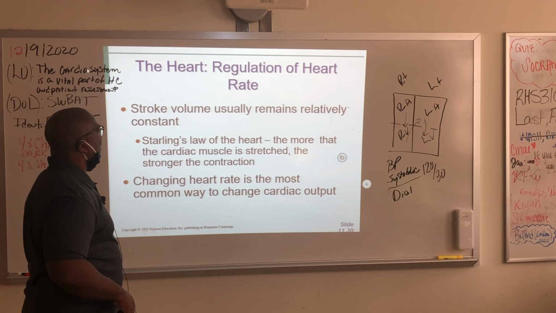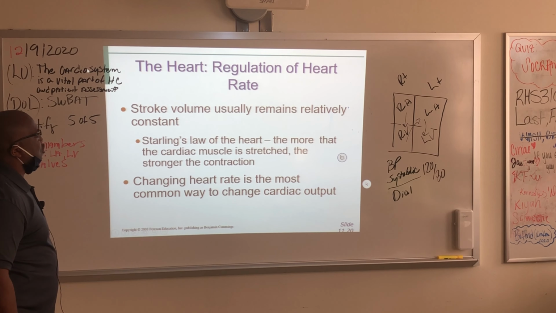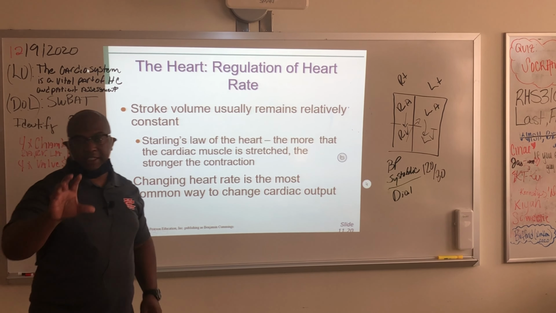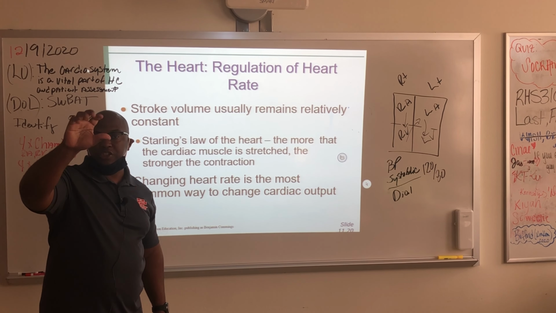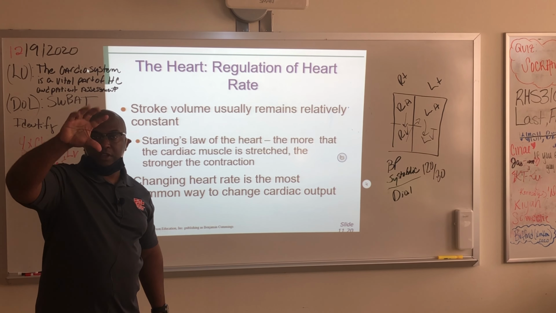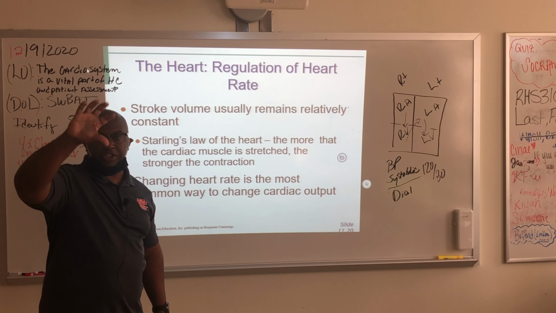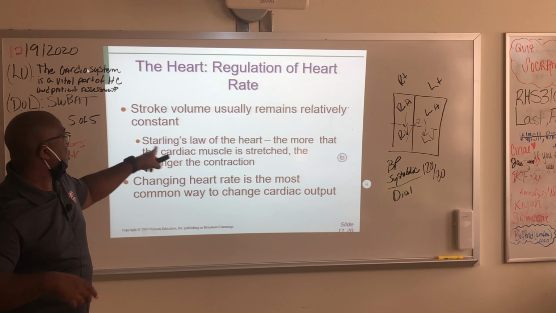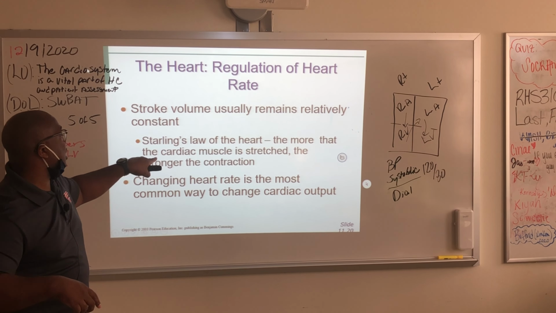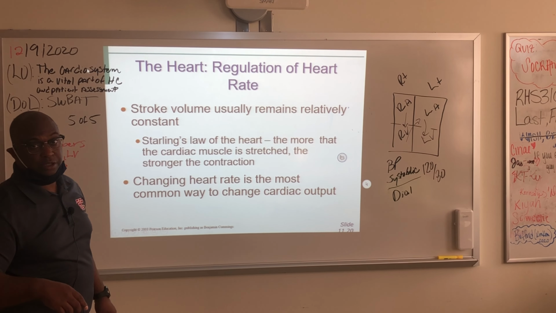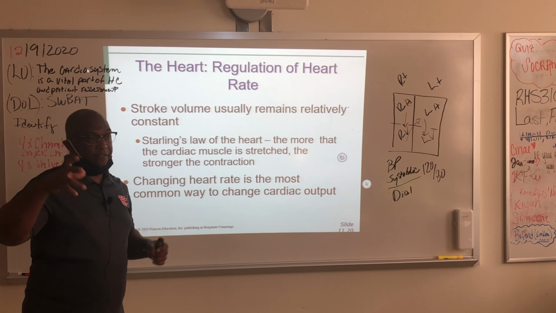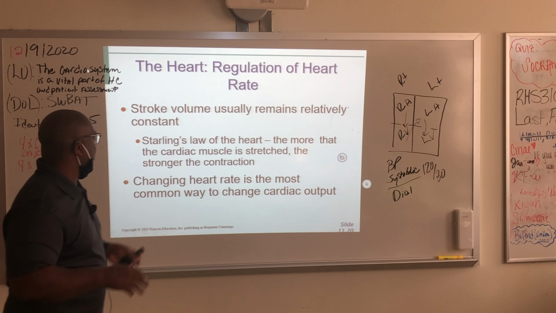You have Starling's law. The more that the cardiac muscles are stretched, the stronger the contraction. So if the heart is beating like this, and when you're running, the heart starts doing this, it's stretching. If it's stretching, the stronger the contraction. We're talking about Starling's law: the more that the cardiac muscles are stretched, the stronger the contraction. So when you're running, there's more stretching. The heart gets bigger. Now, we'll go on from that.